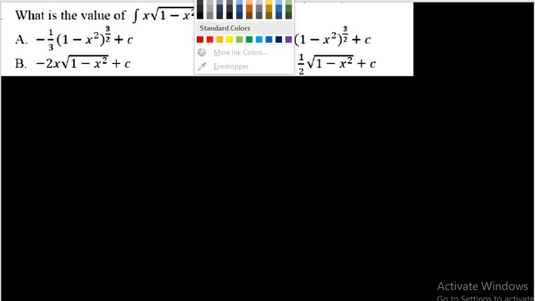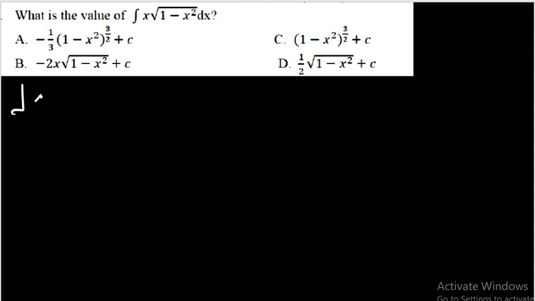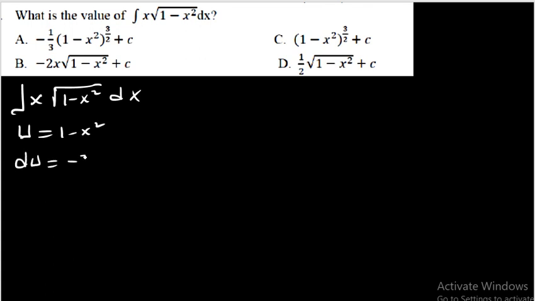The third one, it's easier. It says the integral of x times square root of 1 minus x squared dx. We can apply substitution. You can take u equal to 1 minus x squared. When you differentiate, du is equal to negative 2x dx, but we need only x dx, so I have to divide by negative 2 on both sides, so negative half of du is equal to x dx.